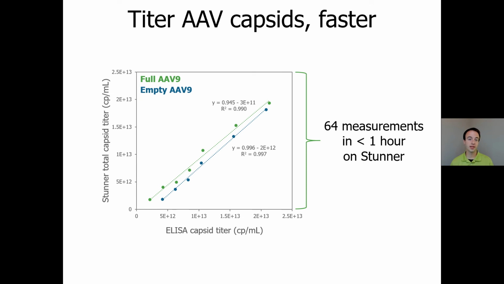For getting capsid titer, Stunner is way faster and requires less upfront work than ELISAs. Here we've taken full or empty AAV9 and ran a dilution series where we've compared Stunner's total capsid titer metric against the result for our capsid ELISA. The results have slopes close to 1 and R-squared values above 0.99. And importantly, it would take hours of hands-on work to get this ELISA data, while Stunner's done it in less than an hour with no sample prep and only about 5 or 10 minutes of actual hands-on work.